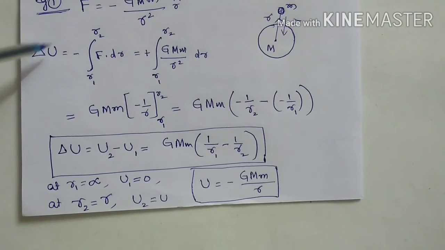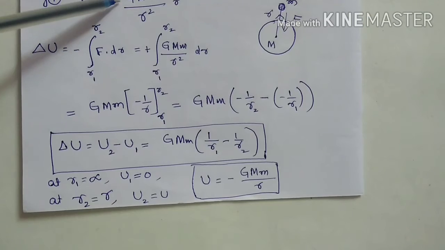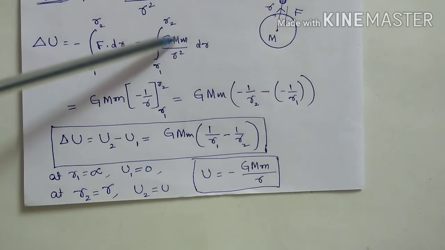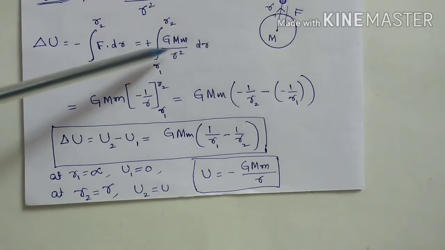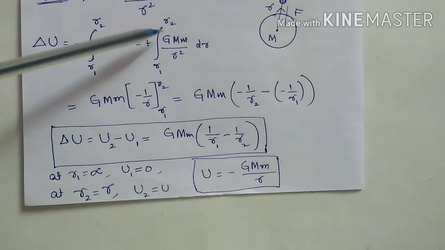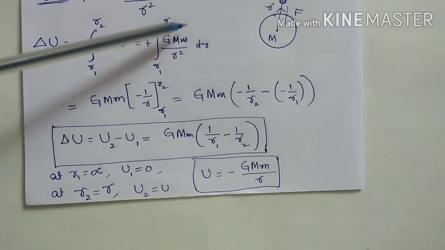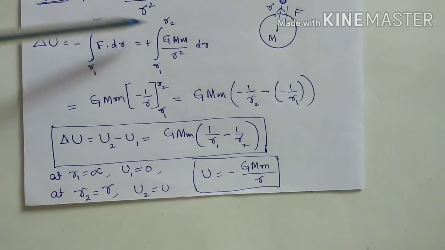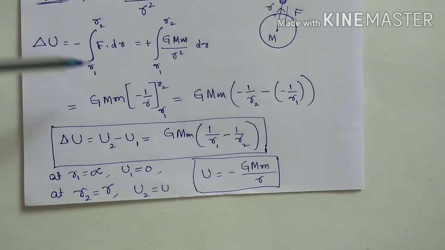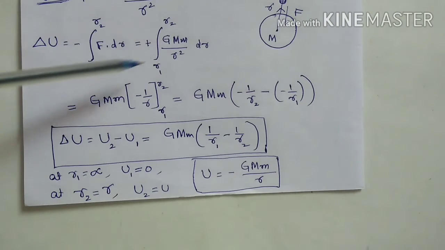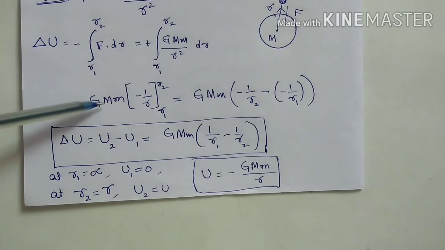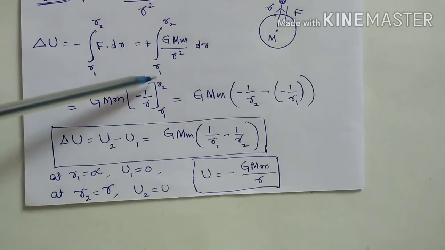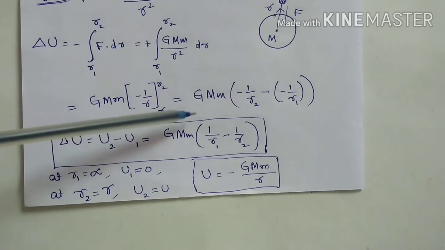See here, delta U equal to, here minus is there, no? But force also minus. So minus into minus plus. So integration of force is G capital M small m by R square. dr is dr. So finally delta U equal to integration of G capital M small m by R square into dr, from initial position R1 to final position R2. Now you see integration of 1 by R square. G capital M small m constant I am taking out. So integration of 1 by R square dr is minus 1 by R, limits R1 to R2. You substitute.